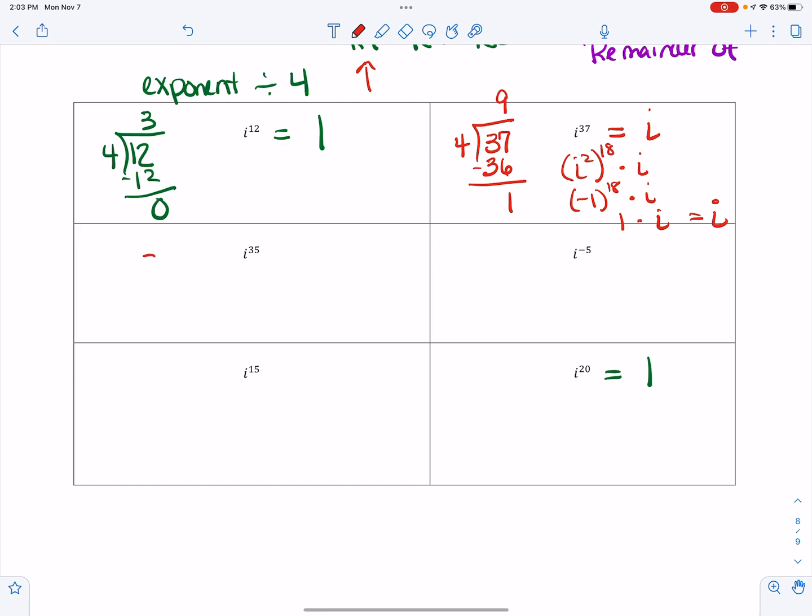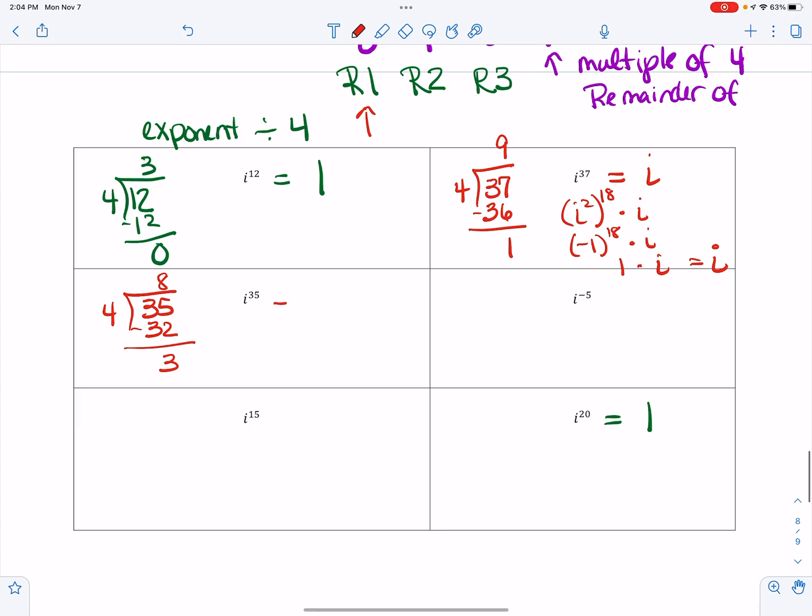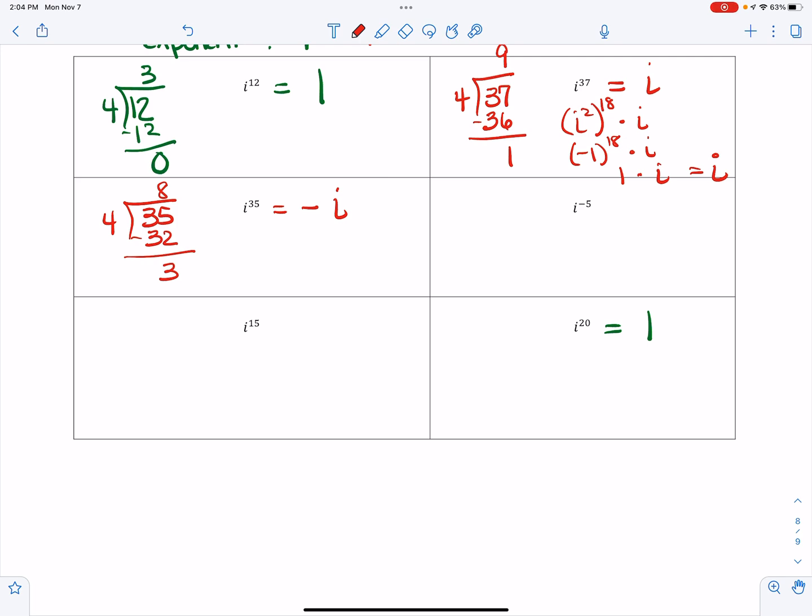So then I would take 35, and I would divide it by 4, and that goes 8 times, and 32, and then I would have a remainder of 3. So if I look here, remainder of 3, this is going to be negative i, okay? I'm going to skip the negative one first, and then I'm going to come back to it. So let's try this one. 15 divided by 4 is 3. That's 12, remainder of 3. So i, 1, negatives in the middle. The third number is negative i.